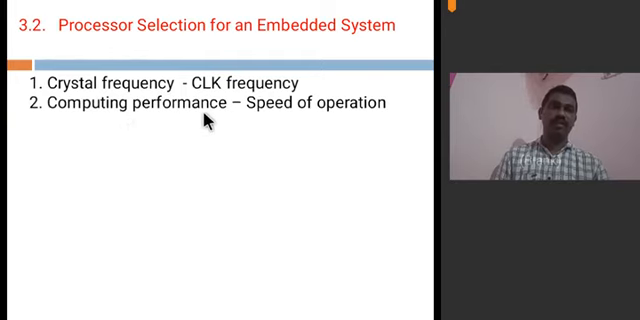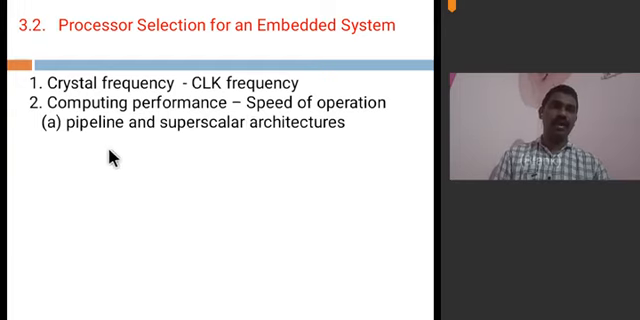Next, computing performance. That means speed of operation. How fast can my processor execute the instructions? Coming to this, pipeline and superscalar architectures. Pipelining means executing more than one instruction at a time. It is called pipelining. If you are executing more instructions in parallel, that is concurrently, then that type of pipelining is called a superscalar architecture. In superscalar architecture, you can execute more instructions in parallel, that is concurrently at a time.